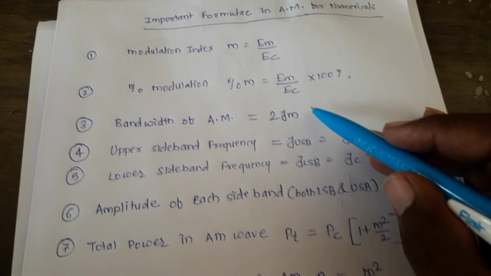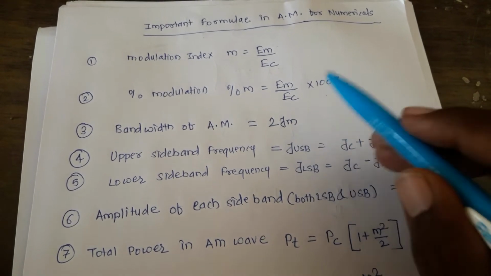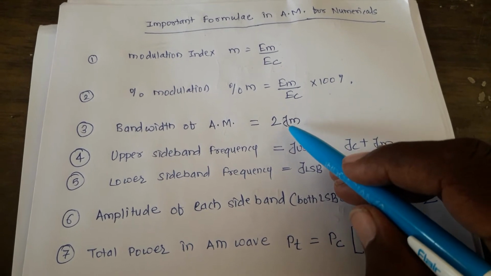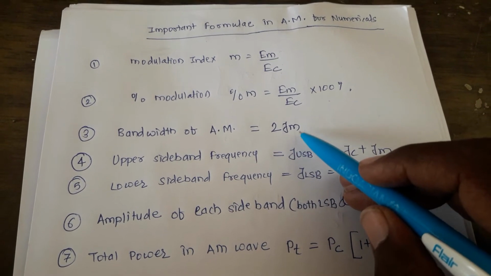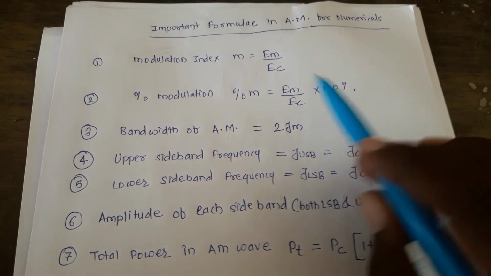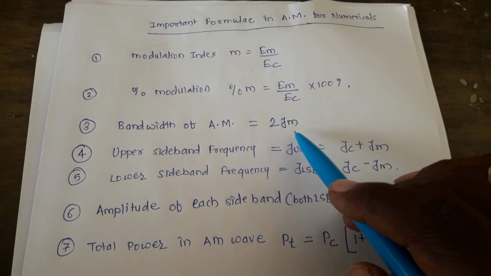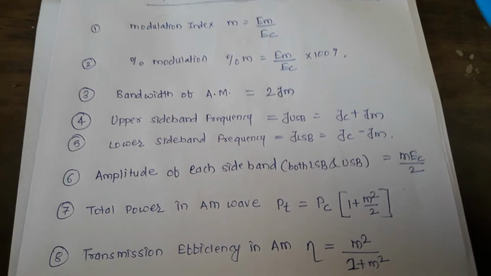Now the third formula related with AM is the bandwidth of AM. It is always calculated by the formula 2 × FM, where FM is the frequency of the modulating signal. So bandwidth of AM is equal to twice FM, that is 2 into the frequency of the modulating signal.